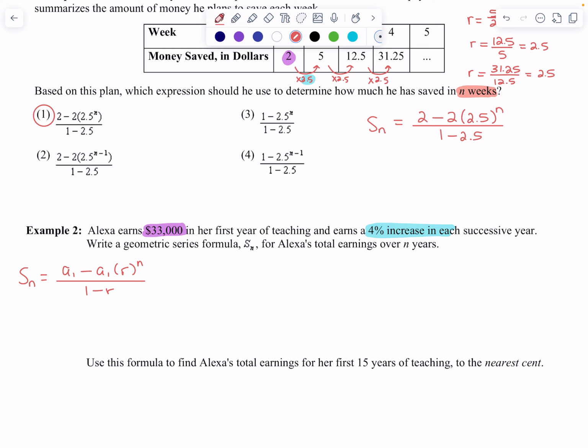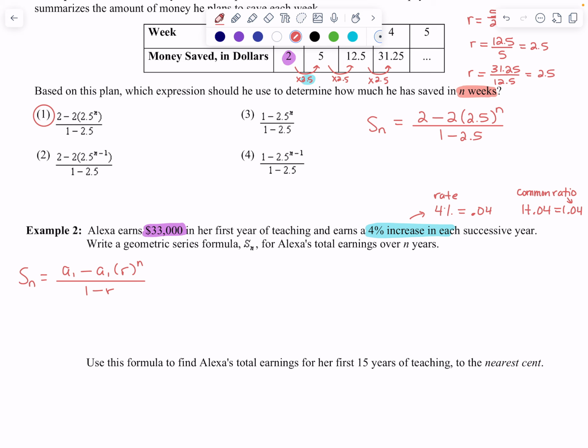So it's not just going to be multiplied by 4% or 0.04, right? How do we show the increase of that? We take the rate, which is this, and we're going to add it to 1. So 1 plus 0.04 or 1.04. This would be our common ratio. Right, so the rate is really helping us get the number that we're multiplying by.